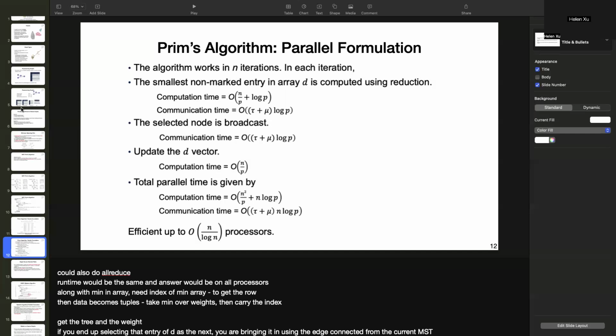Well, here, there's n log p on both sides, so I think I'm just forgetting about the reduce, or where's the log p factor?